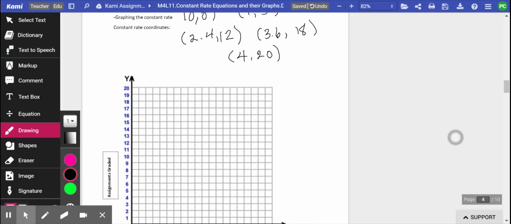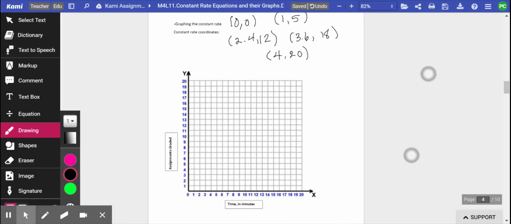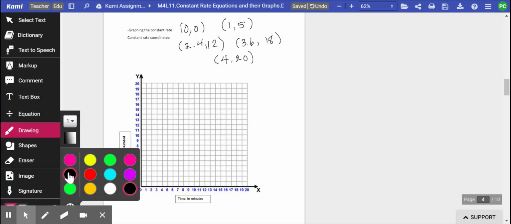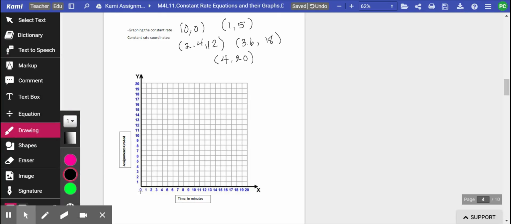Okay. So I'm going to graph those. I'm going to zoom out a little. The point 0, 0 is right here. Notice that these sides are labeled. The horizontal axis represents how much time has passed in minutes, and the vertical axis tells us how many assignments I have graded. The next point I have is 1 minute and 5 assignments. So I'm going to go to the 1 for the minutes and up to 5 to represent the assignments I have done. I'm going to put a point there.